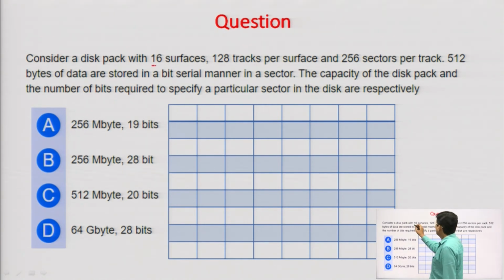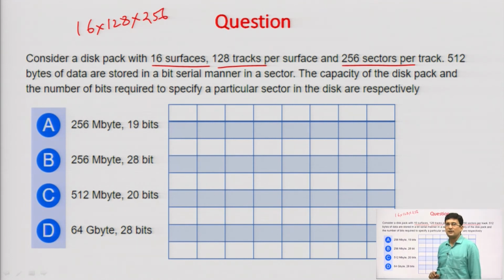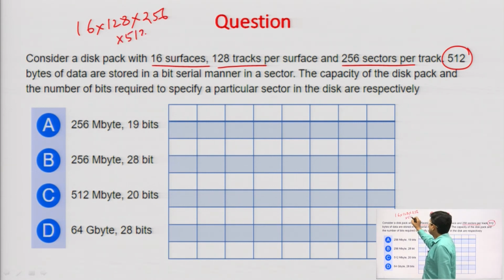So, here it is said that the 16 surfaces are there, 128 tracks are there and 256 sectors are there. So, you multiply number of surfaces with the number of tracks per surface with the number of sectors per track. So, these are the total number of sectors. Now, how much will be the disk capacity when you multiply this with the capacity of each sector, which is 512 bytes, then you will get the answer. So, it will be 2 raised to the power 4, 2 raised to the power 7, 2 raised to the power 8 into 2 raised to the power 9. So, 9, 8, 17, 24, 28.